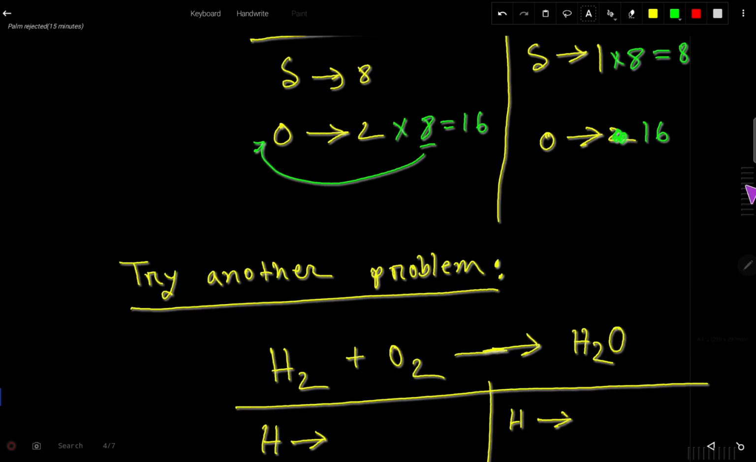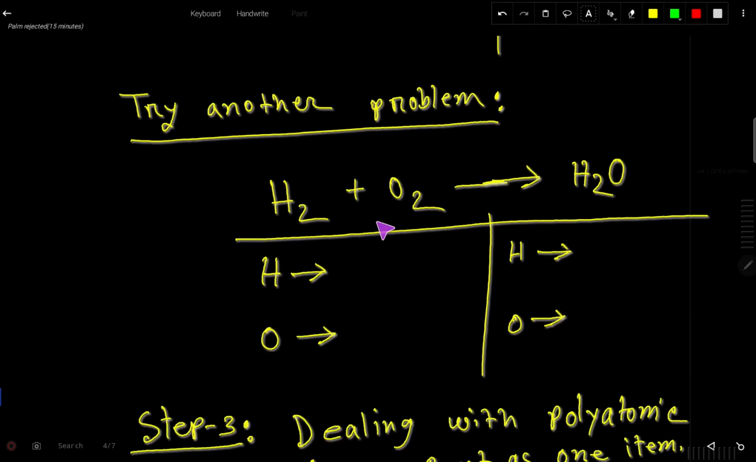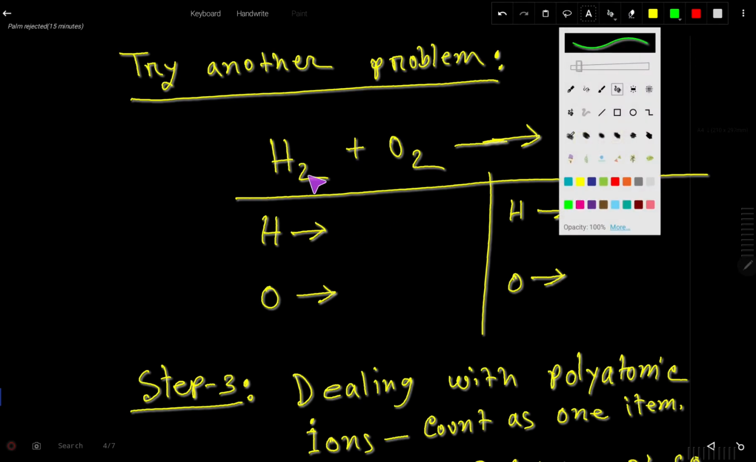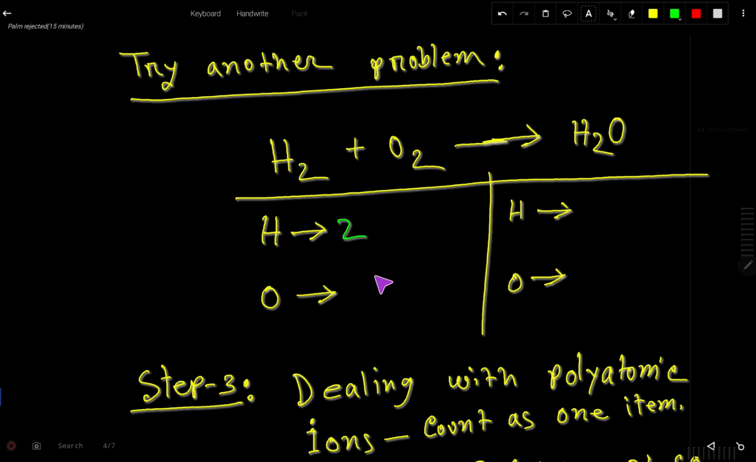So let us try another problem. You are only allowed to change the coefficient, right? You can't change the subscript. Here the number of hydrogen is 2 and the number of oxygen is 2. Here the number of hydrogen is 2, the number of oxygen is 1. So hydrogen is already balanced, so we need to try to balance oxygen. Here oxygen 2, here 1, so we need to multiply here by 2, that gives us 2.